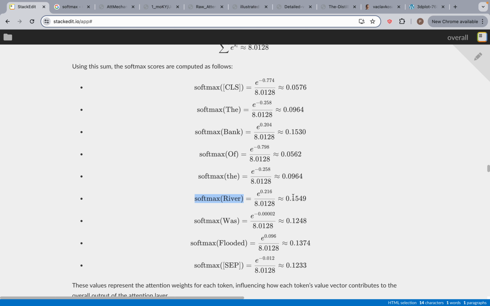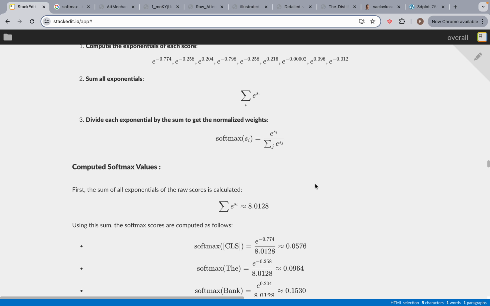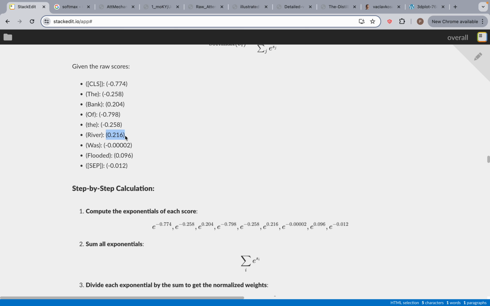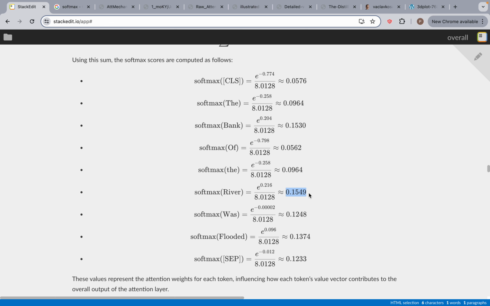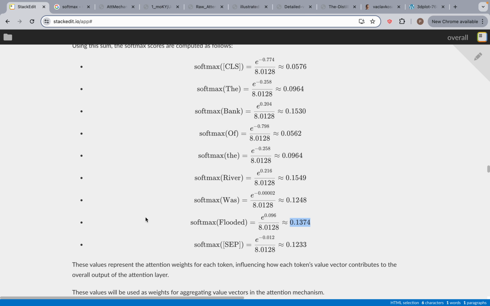So when we're looking at the word river, as we discussed, it has a high attention score with itself to retain information. But if we look at bank, it also has a high attention score, 0.153. And flooded also has a high attention score. So the order remained the same. Remember, over here, if we come back over here, river had the highest attention score with 0.216. Then it was bank with 0.204. Then it was flooded with 0.096. And if you look at the probability distribution, river has the highest probability output. Then bank has the next highest. And then flooded has the next highest, okay?